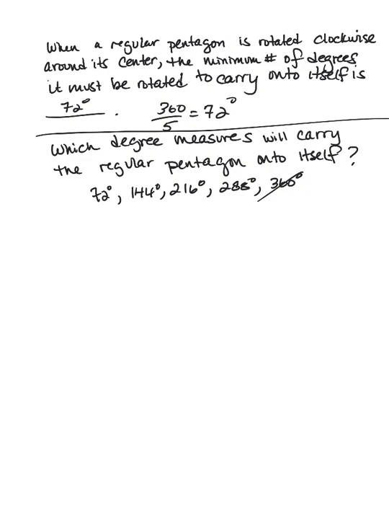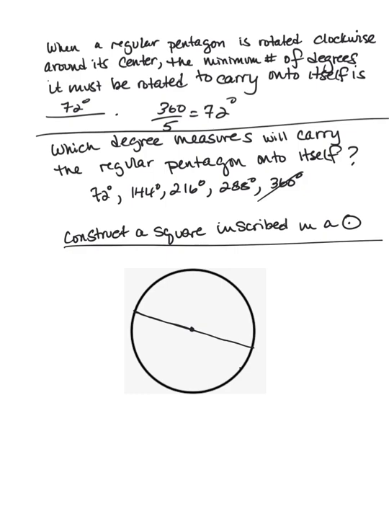Okay, so the next thing we're going to be learning is constructions. We're going to learn how to construct a square inscribed in a circle. So you start off with a circle. You have the center of the circle. The first step is you make any diameter you want. It doesn't matter what diameter you make.